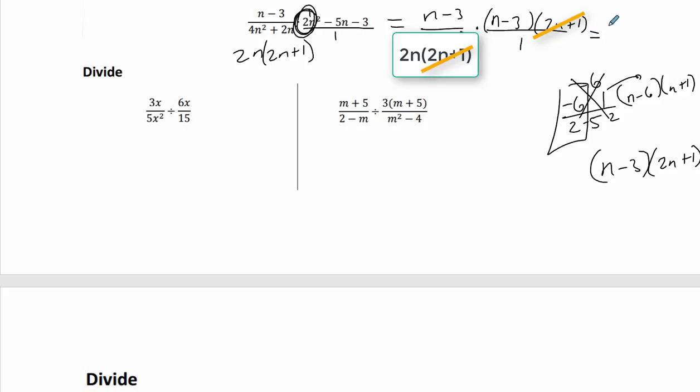And then what do I have left on top? I have the n minus 3 and n minus 3. I have two of them. And then in your denominator, what is left? It's just the 2n, and therefore you have n minus 3 times n minus 3 over 2n, and that is your final answer for that problem.